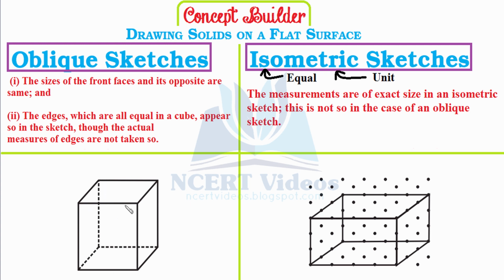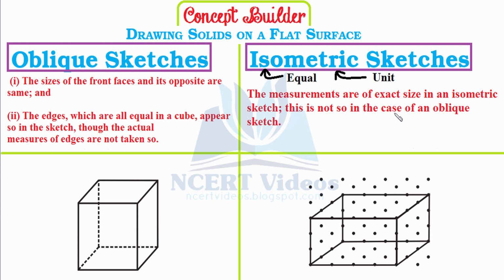If you want to just give the idea of a 3D object on paper, then oblique sketches are better. And what if we want to display all the dimensions with proper given dimensions? Then we shift to isometric sketches. So again, isometric is an English term. Iso means equal, metric means unit. That is, we are taking dimensions into consideration. Therefore, the measurements are of exact size in an isometric sketch.